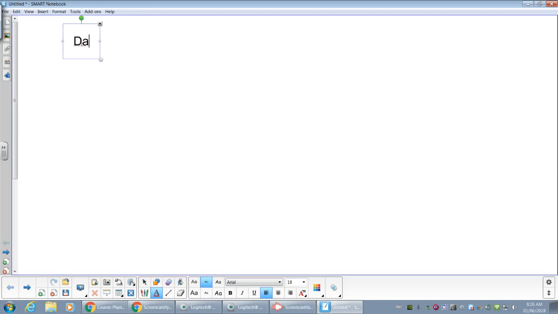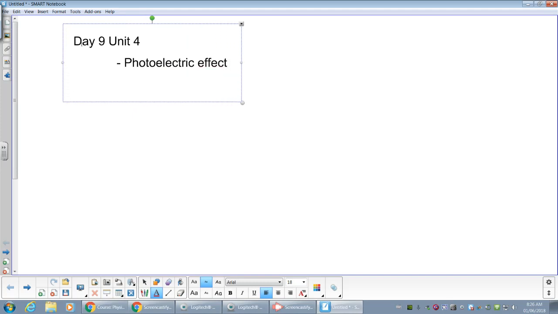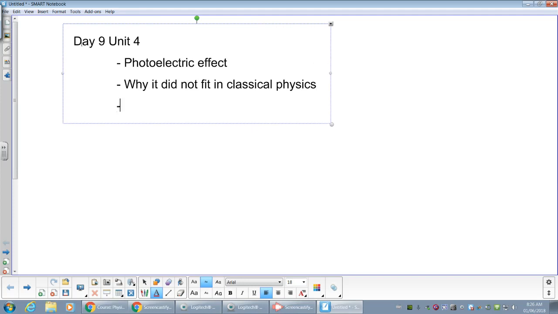Okay, this is day 9 in Unit 4. And what we want to look at is the photoelectric effect. Okay, so we want to know what that is, and then basically why it did not fit in classical physics, and what Einstein did to make it fit there, and we'll look at some examples. And that's what we'll look at today with the photoelectric effect.